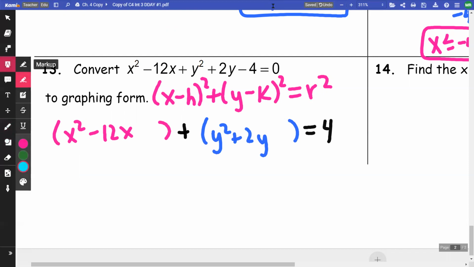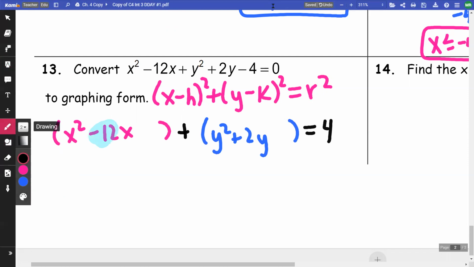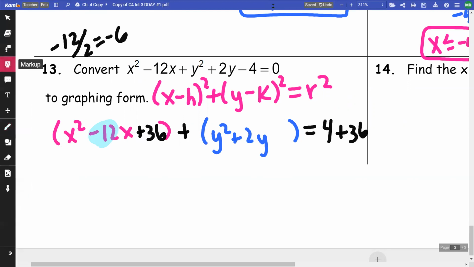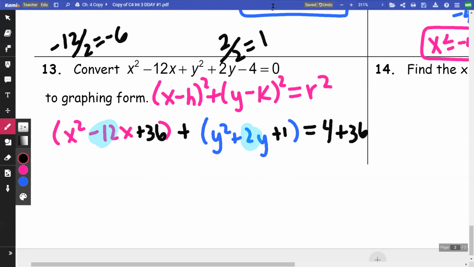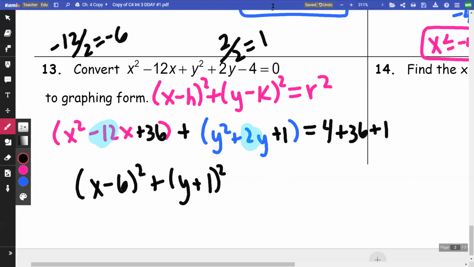Then what I want to do is ask myself, what is half of negative 12? Half of negative 12 is negative 6, and negative 6 squared is 36. So I'm going to add 36 to both sides. Then I'm going to look here and say, what's half of the 2y? So I'm taking 2, dividing by 2, which is 1, and then squaring. So this is going to be a plus 1 and a plus 1. So I'm going to get x minus 6 squared plus y plus 1 squared equals 41. And that's my answer.